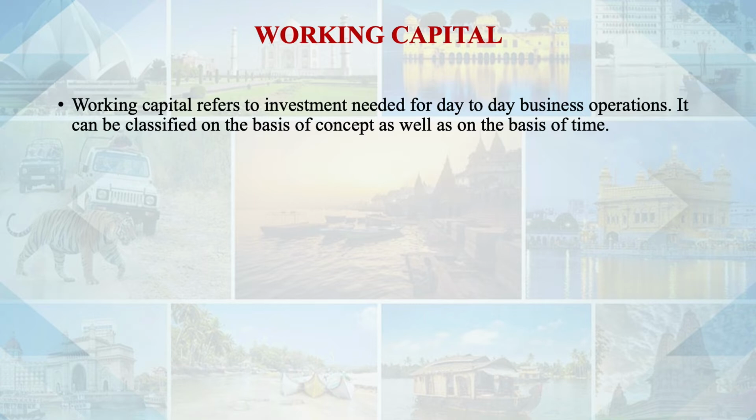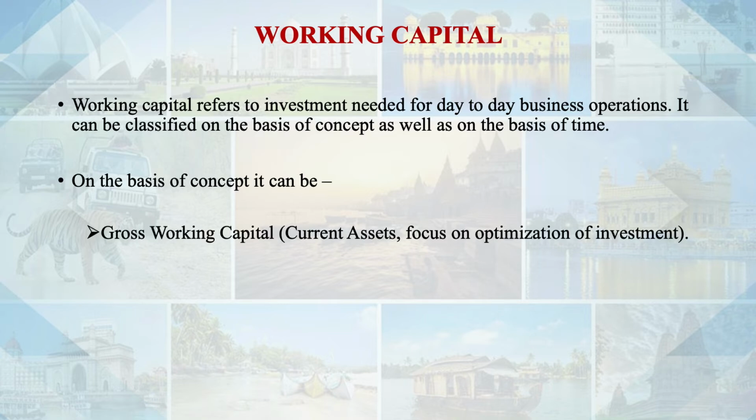What are the working capital types? On the basis of concept, the working capital can be of two types: gross working capital and net working capital. The gross working capital is simply the current assets of the business. We have already discussed the current assets. Asset means any business resource which has economic value for the business, and if these resources can be converted into cash within 1 year, they become the current assets of the business. And these current assets are also known as the gross working capital of the business.